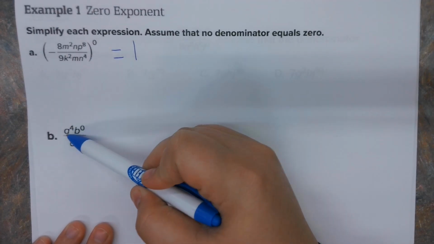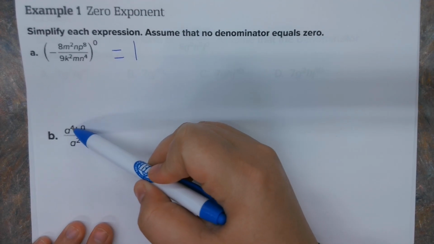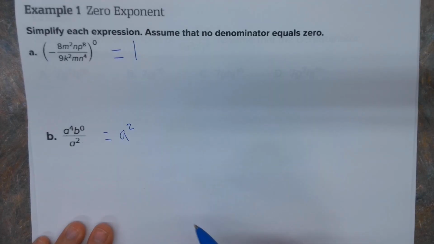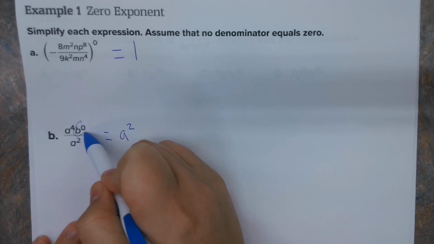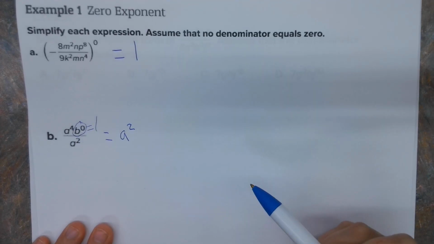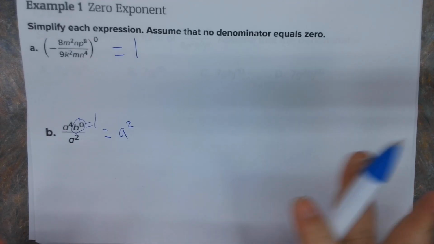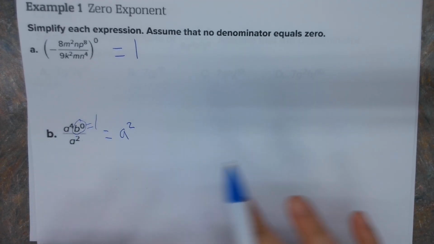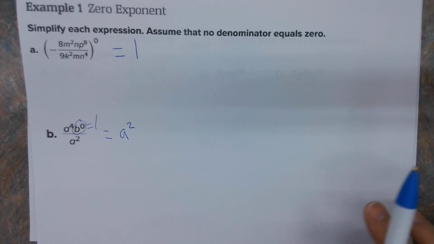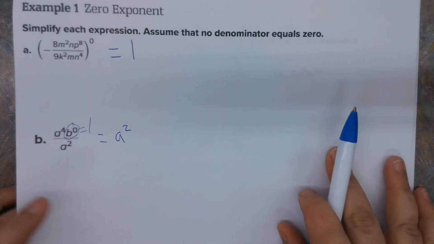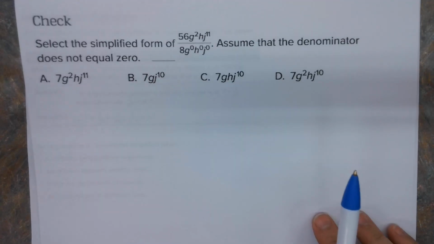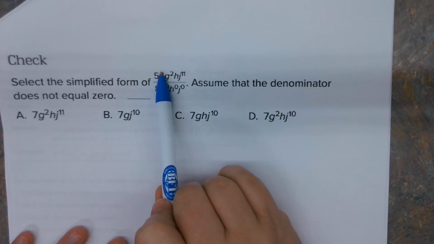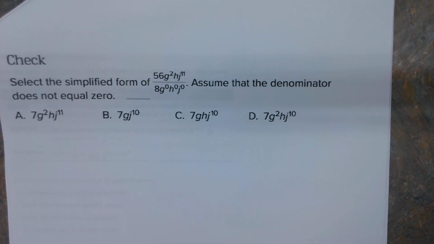This is still a to the fourth divided by a to the second. 4 minus 2 is 2. So I have a to the second. But then this whole b thing right here turns into 1. I don't need to put a 1 in front of the a, so that's it. That's my answer. So when it turns into 1, it's almost like it doesn't disappear. It just kind of sits there in front. The invisible 1. Go ahead and try that check for me. You're going to work out all these zeros and see what happens.